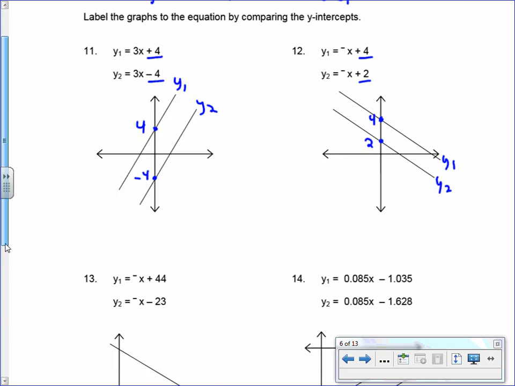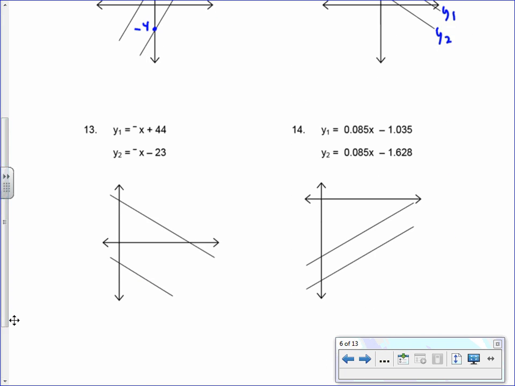It doesn't matter how big or small the numbers are. We've got no grid on this graph paper. We're just looking at comparisons, bigger, smaller, positive, negative. This has a positive y-intercept. This has a negative y-intercept. These are my 2 y-intercepts. This one's positive. This one is negative. So this one must be y1, and the lower one must be y2.